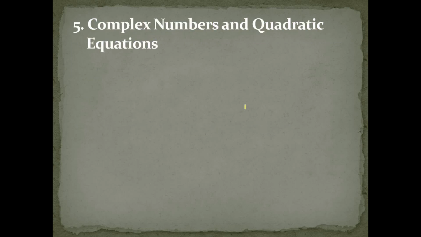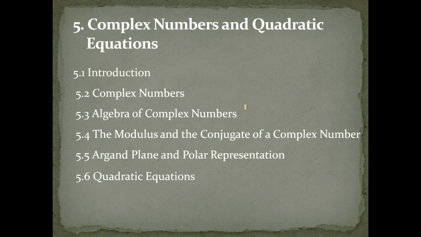And then the 5th lesson that comes under unit 2 algebra is complex numbers and quadratic equations. Here you'll study the need for complex numbers, especially for root -1, and then a brief description of algebraic properties of complex numbers. You'll go through the modulus and the conjugate of complex numbers, and then the Argand plane and polar representation.